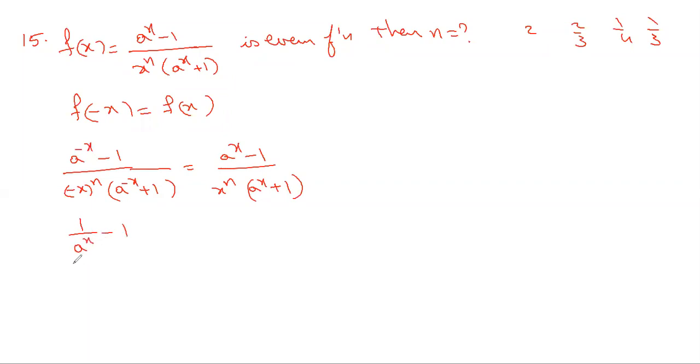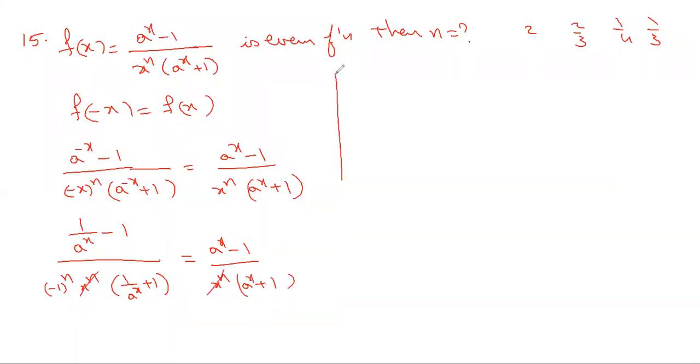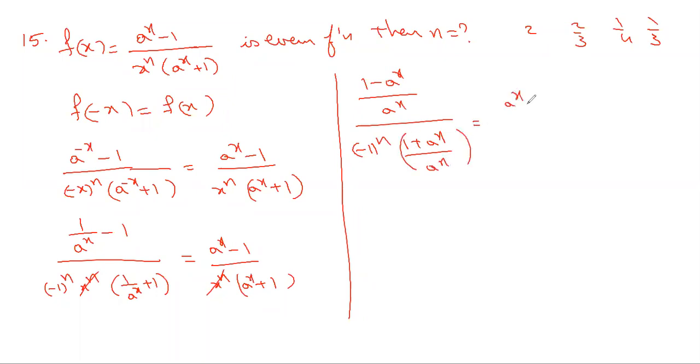We did a similar problem just now. We try to get the similar terms on both sides. This is minus 1 power n, x power n, and 1 by a power x plus 1, equal to, as it is, (a power x minus 1) by x power n (a power x plus 1). So the x power n can be cancelled on both sides. Then this (1 minus a power x) by a power x, by the minus 1 power n into (1 plus a power x) by a power x, equal to (a power x minus 1) by (a power x plus 1). A power x gets cancelled, and on both sides the denominators get cancelled.